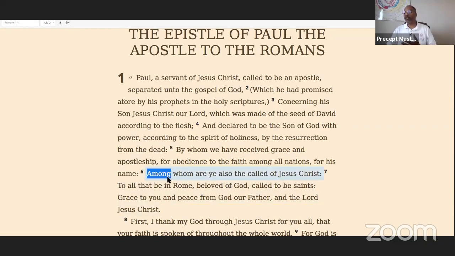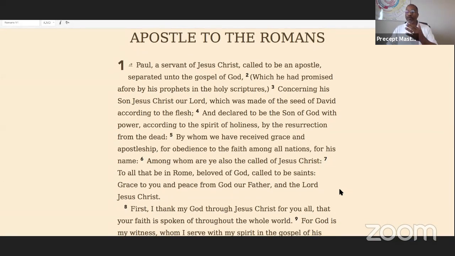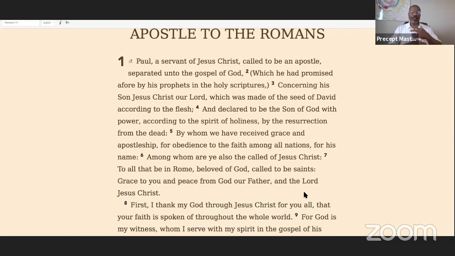So among whom are ye called of Yahweh the Messiah? Now he's telling you where they at. And all that be in Rome. All who be in Rome. All ones who don't believe who they are. Be in Rome. Called to be saints. You was called to be something. Grace to you from God our Father and Lord Yahweh the Messiah. So as he's going on and he's telling you about these things, he's trying to get you to understand who he came to and what he's trying to get you to do. He's trying to persuade you to do something good.